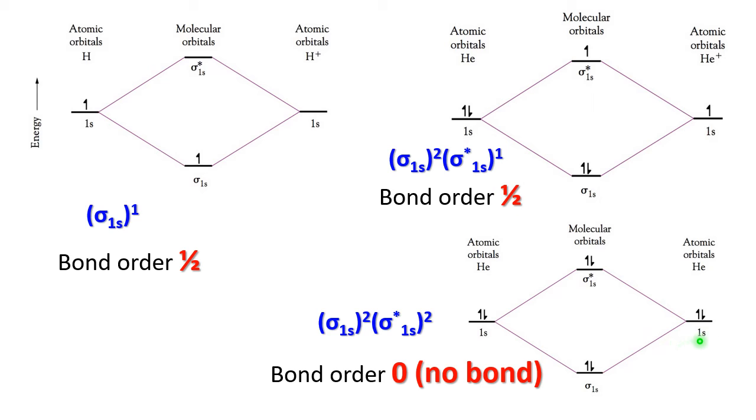If I'll take 2 helium atoms with 2 electrons at 1s orbital each, I'll have 4 electrons total, so they will occupy sigma 1s and sigma star as well. Bonding and antibonding occupation is exactly identical, bond order is 0, which means there is no chemical bond at all.